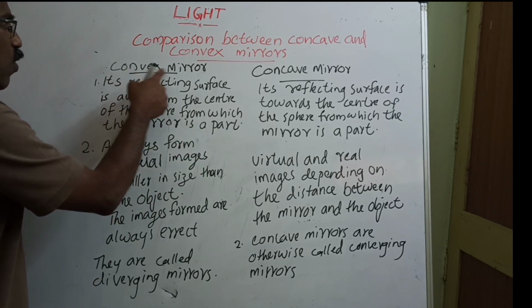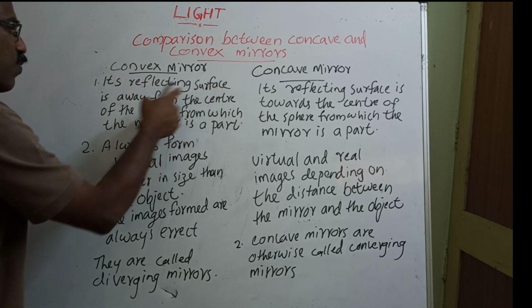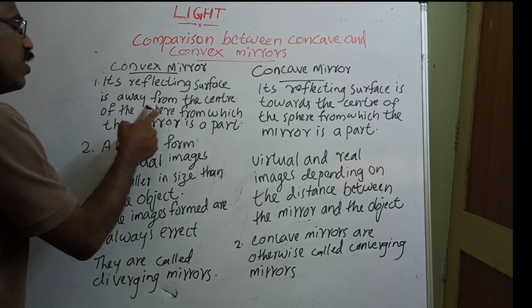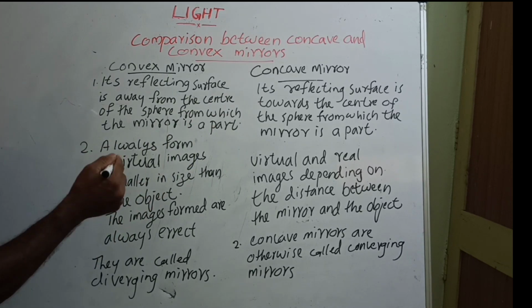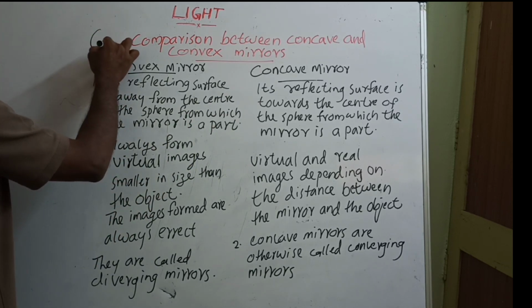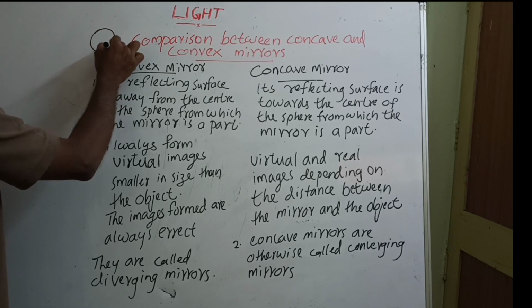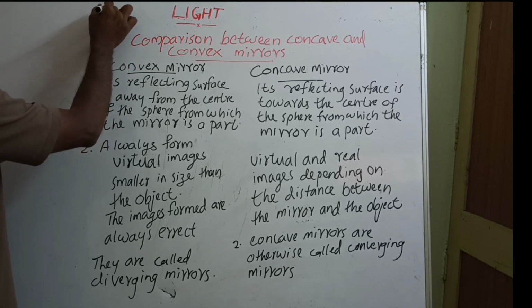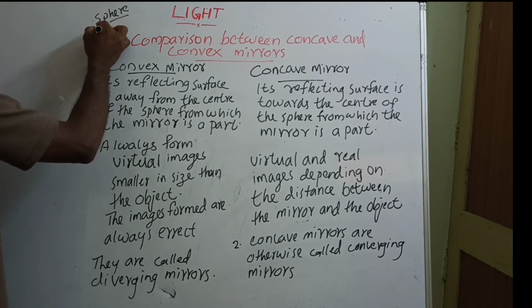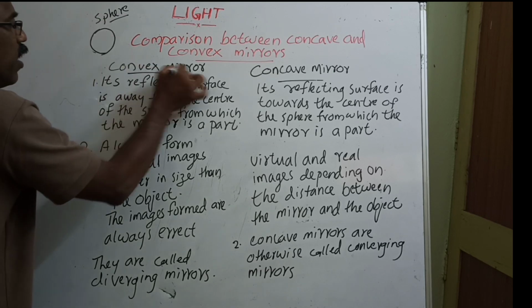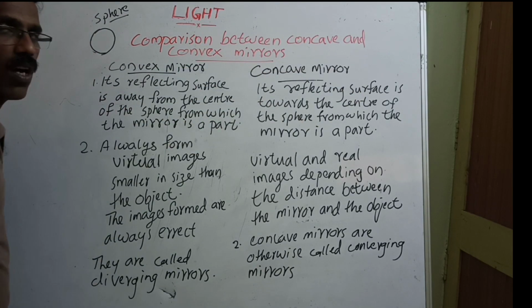So in the case of a convex mirror, its reflecting surface is away from the center of the sphere of which the mirror is a part. We have seen already that spherical mirrors are actually part of a sphere. So all the spherical mirrors are part of a sphere, and only the concave and convex mirrors are formed from a part of a sphere.